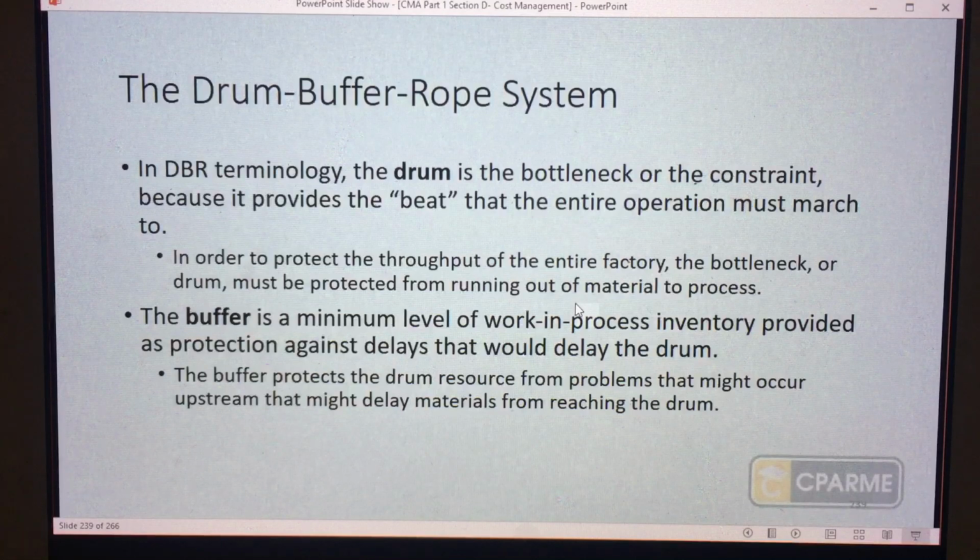The drum is the bottleneck or the constraint because it provides the beat. So in order to protect the throughput of the entire factory, the bottleneck or the drum must be protected from running out of materials to process. You have the buffer or your safety stock. Hindi siya safety stock. This is the minimum level of work in process provided as protection against delay.